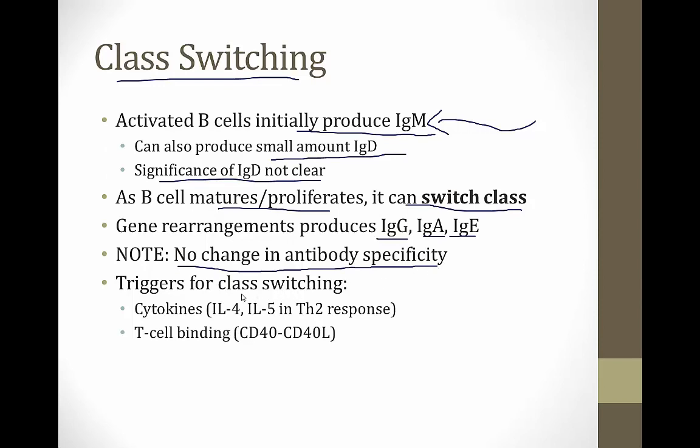And the triggers that tell a B cell to class switch are the locally produced cytokines. So for example, IL-4 and IL-5 from the Th2 response can trigger the B cell to switch classes. In addition, when the T cell binds to the B cell in T cell dependent activation, the CD40-CD40 ligand interaction triggers class switching as well.